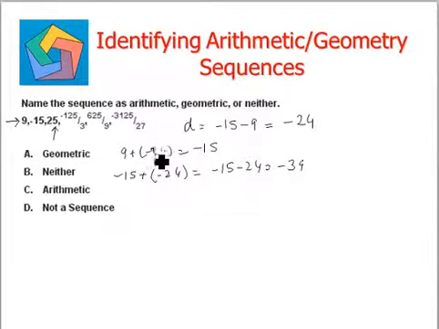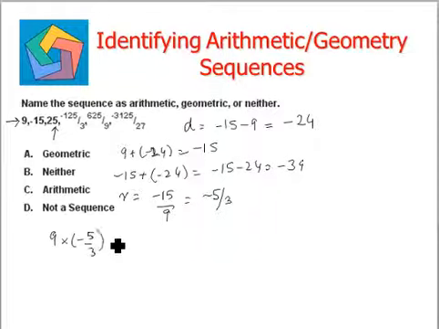Let's find out the common ratio. Common ratio is denoted by the letter R. R is calculated by taking the ratio of the second term to the first term. So this is equal to negative 5/3. So my first term is 9. 9 multiplied by negative 5/3, let's see what we get. This is equal to negative 15. So this is the second term, correct.